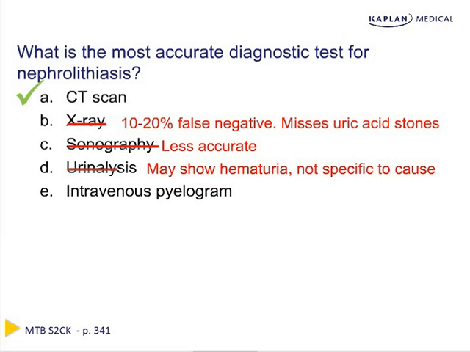Urinalysis can show hematuria, which is often present in the setting of kidney stones, but hematuria can also be caused by a lot of other things, so it's not the best diagnostic test for nephrolithiasis. Intravenous pyelogram used to be a good test for kidney stones, however, it's fallen out of favor, mainly because you need IV contrast to do an intravenous pyelogram, and in a patient with a kidney problem, you typically don't want to give a nephrotoxic agent if you don't have to. Also, it's not as good as the CT scan because it takes hours to perform and isn't as accurate.